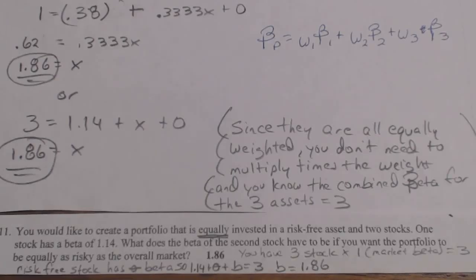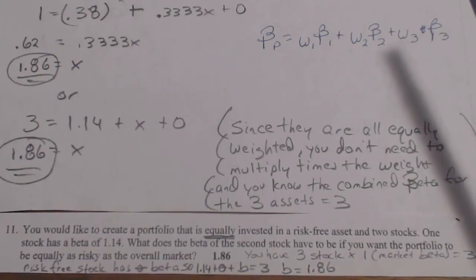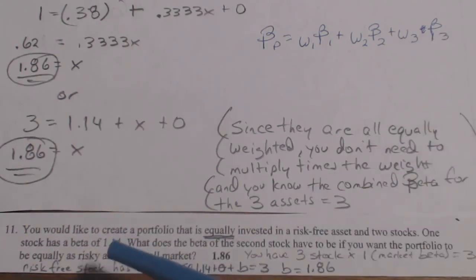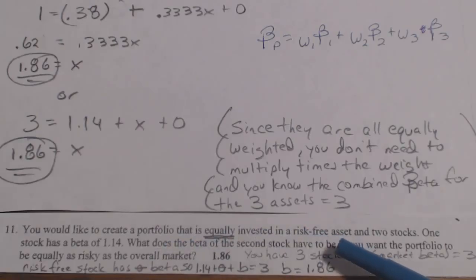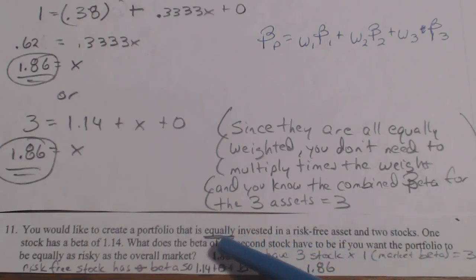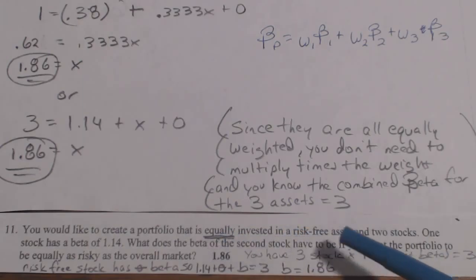Okay, this is Business 342, page 81, problem number 11. You would like to create a portfolio that is equally invested in a risk-free asset and two stocks. So if it's equally invested, that's going to be 1/3 in this and 1/3 in each one of these two stocks, right? So that's your weighting right there.